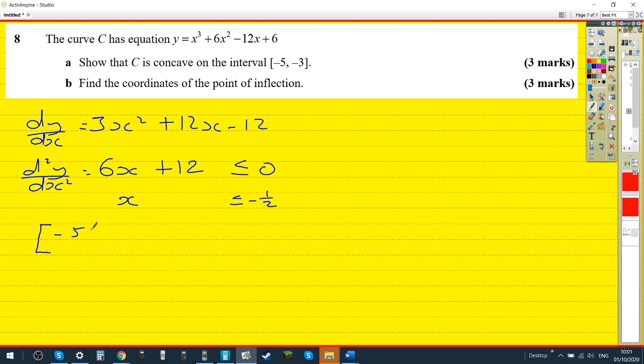The interval between minus 5 and minus 3 is also less than or equal to minus a half. Like minus 5, minus 4, minus 3, you know, minus 3.1. They're all less than minus a half. I'll just call it minus 0.5. Therefore concave. Part B.